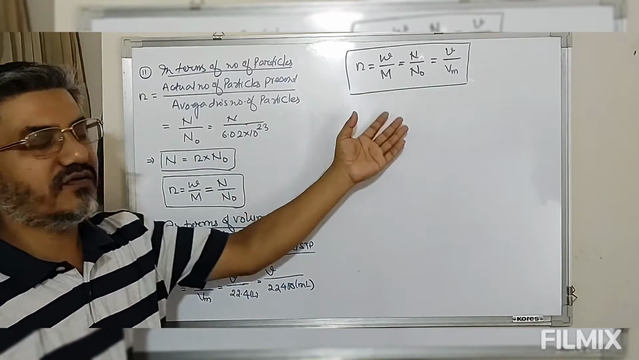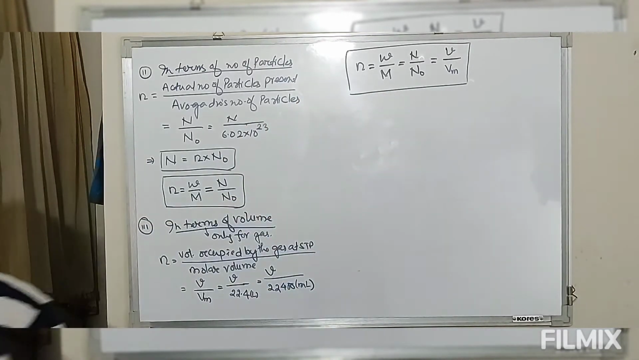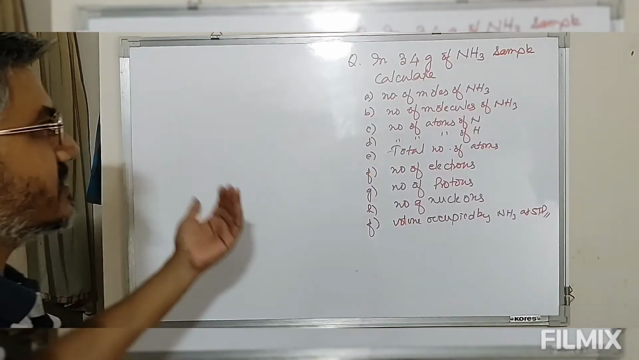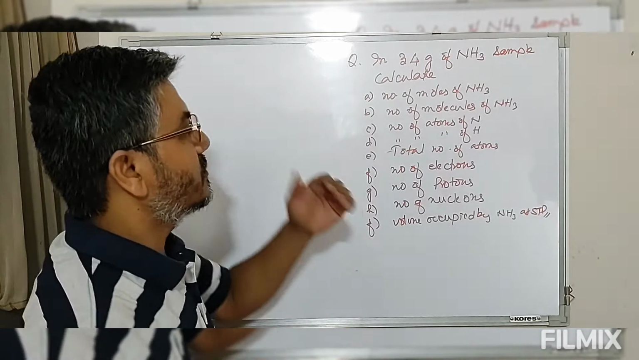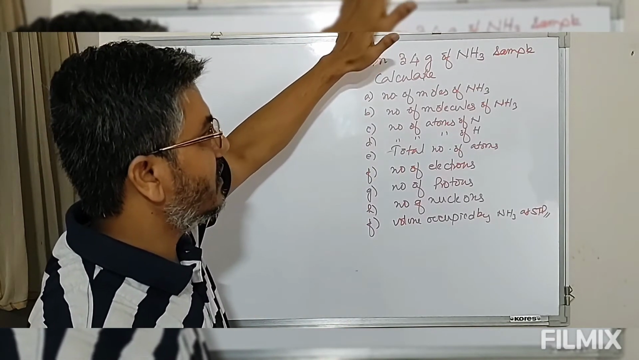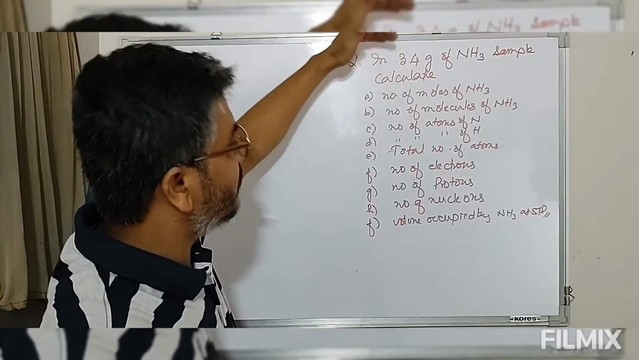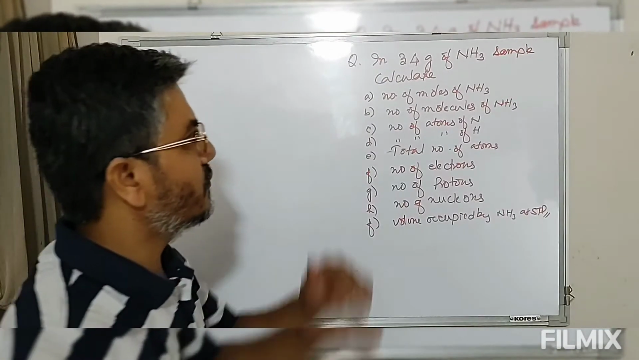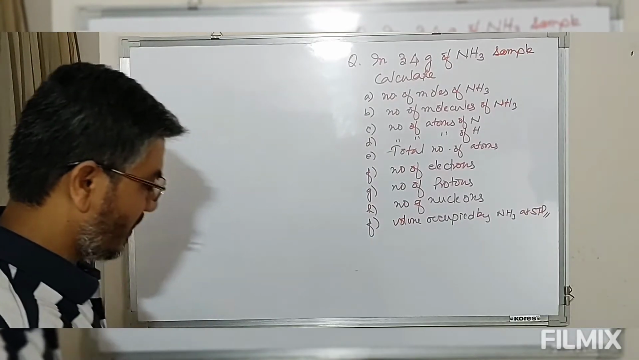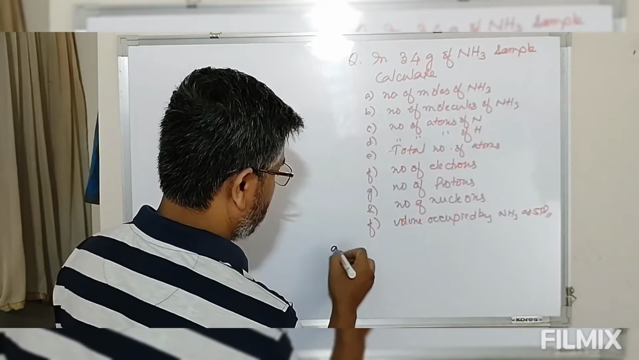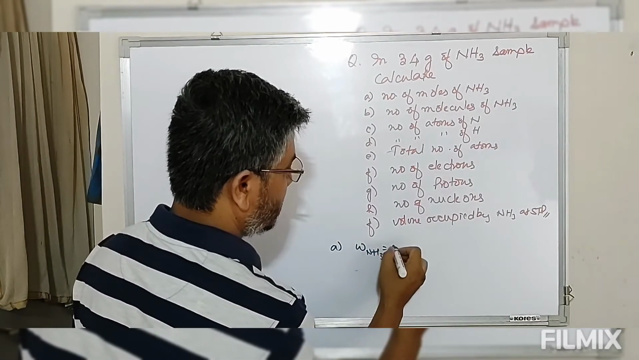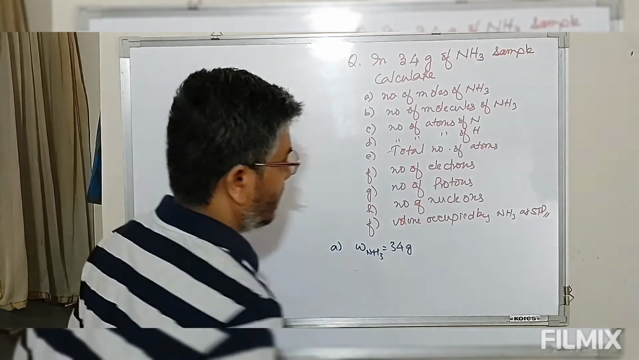Now we are going to use this formula for solving numericals. We are discussing this concept of mole in this formula. In this problem, we have a given sample of ammonia, which is 34 gram. In this 34 gram, we have to find these values. First of all, mass of ammonia is given, so we have to find the number of moles of ammonia. Now the mass of ammonia is given as 34 gram.